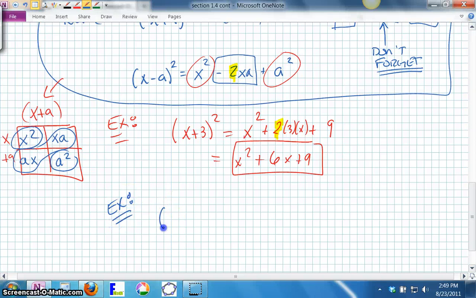All right, try this one on your own. Can you give me what's x minus 5 all squared? Try that one on your own.